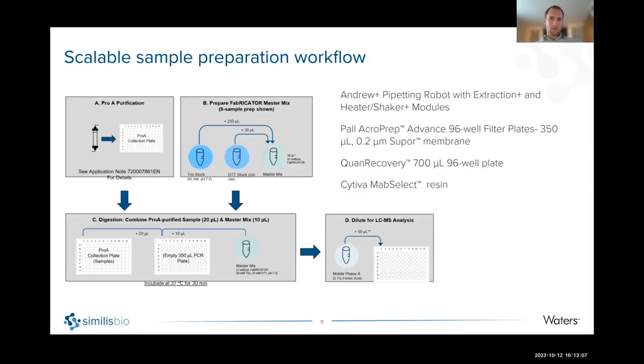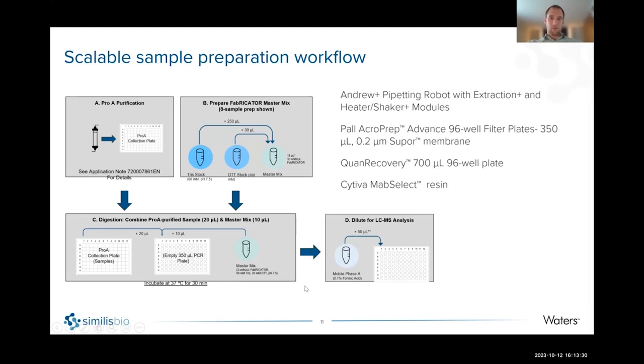So that's kind of the general overview. I'll go through each of the different steps of the method, in order. The first step is sample preparation, obviously. This was done using the Andrew Plus pipetting robot. It had the extraction plus and heat shaker modules on it. So all of these steps could be automated.